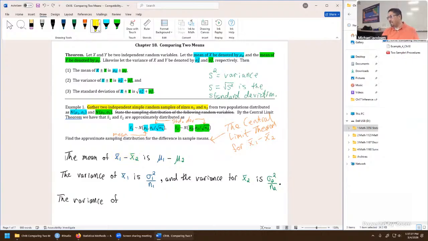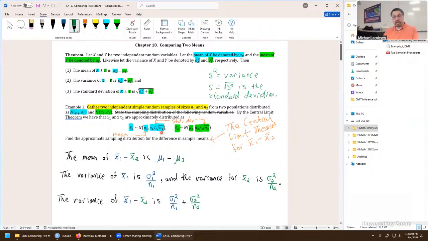Let's go x bar 1 minus x bar 2 is, just take these two things that we computed. It'll be sigma 1 squared divided by n1 plus sigma 2 squared divided by n2. So a lot of work on getting our standard deviation.